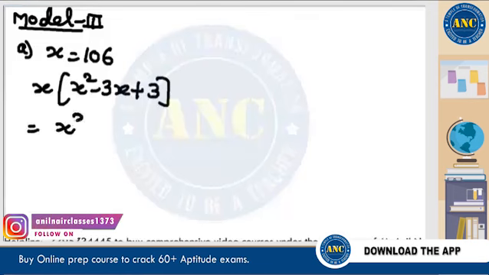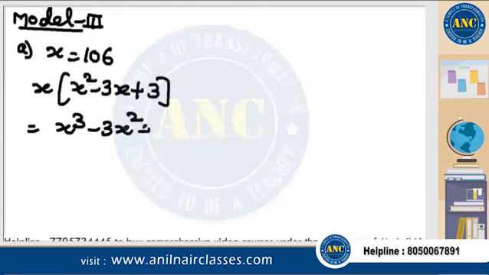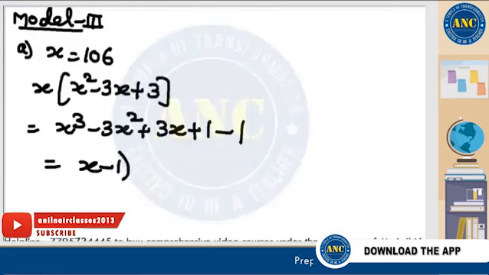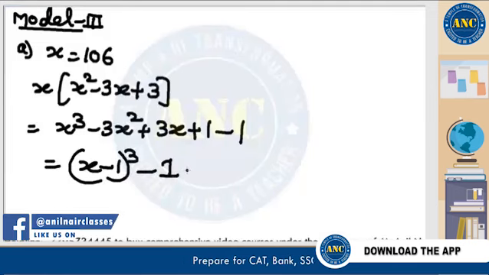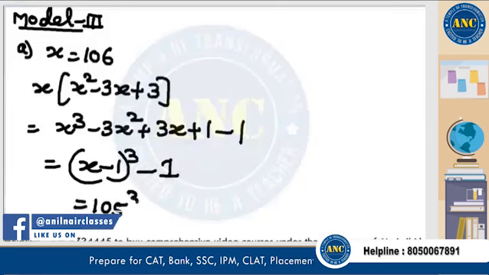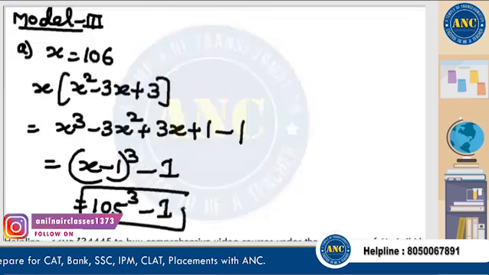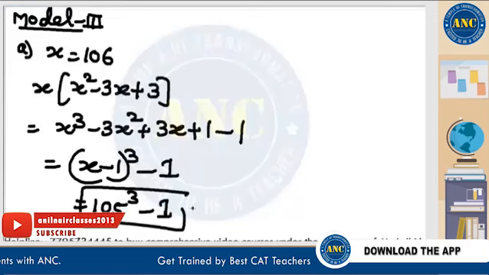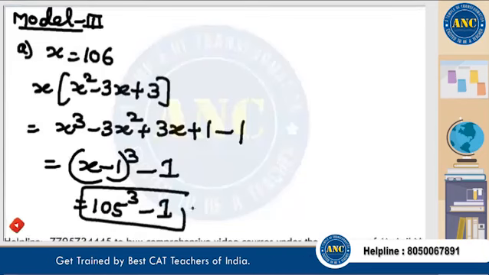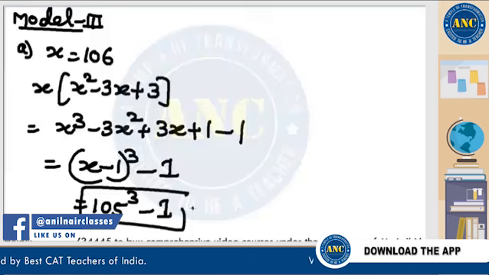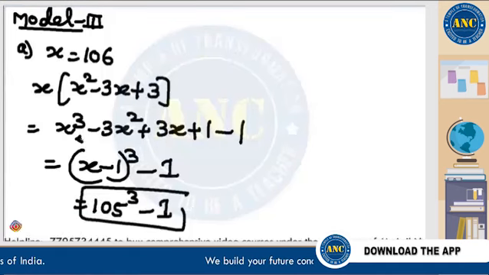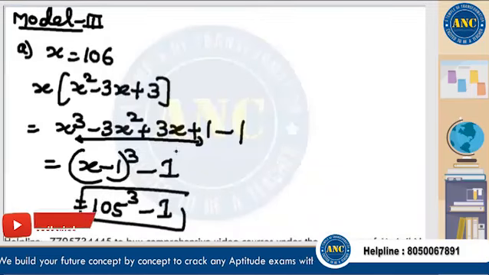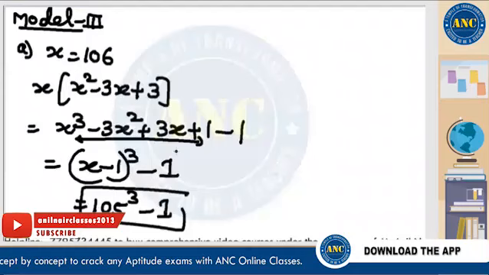So this is nothing but x cube minus 3x square plus 3x. Add 1 and subtract 1. So it is x minus 1 whole cube minus 1. So answer is, it is 105 whole cube minus 1. Right? X into x square minus 3x plus 3, x cube minus 3x square plus 3x, add 1 and subtract 1. So this is nothing but x minus 1 whole cube minus 1. X is 106. 106 minus 1, 105 whole cube minus 1.